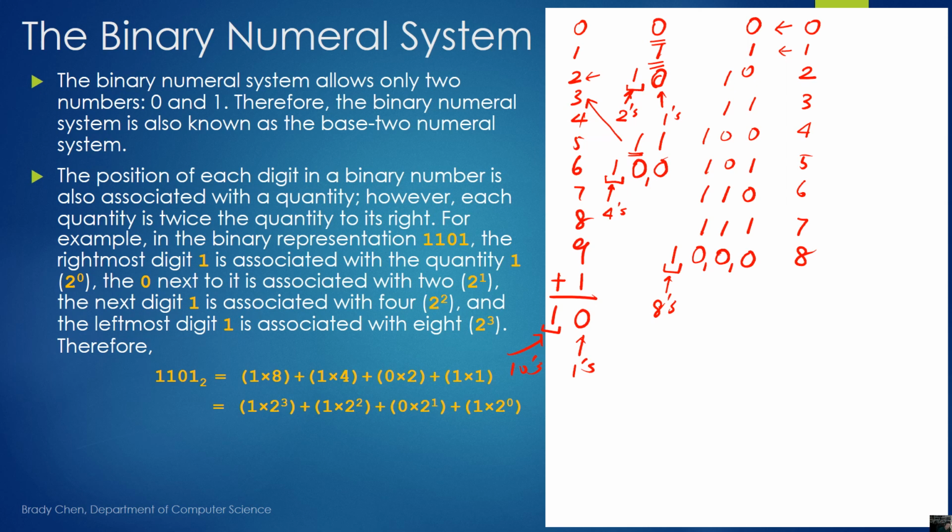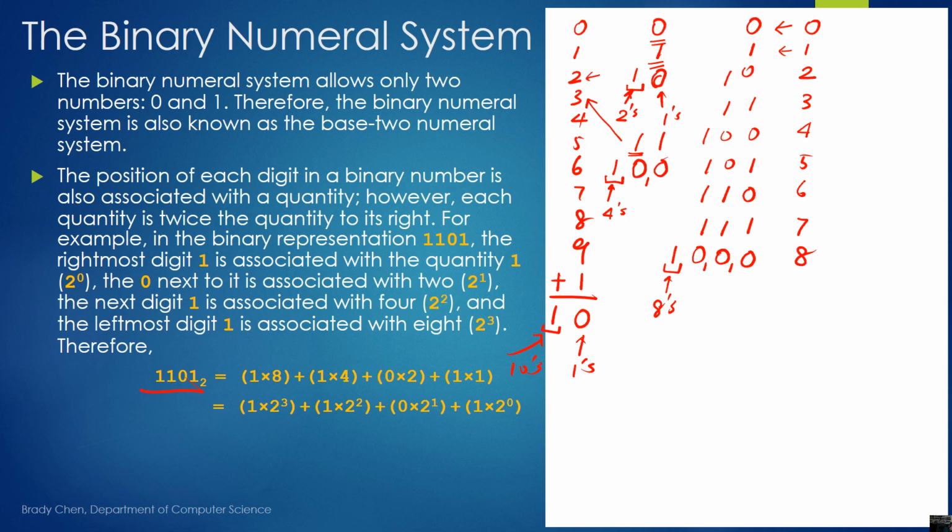Now, let's take a look at another example. 1101 for the binary number. Okay, now remember, for a binary number, the position of each digit in the binary number is also associated with a quantity. Unlike the decimal numeral system, where the quantity is 10, in the binary numeral system, the quantity is 2. So that means each quantity is twice the quantity to its right.